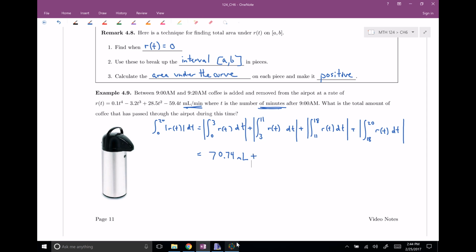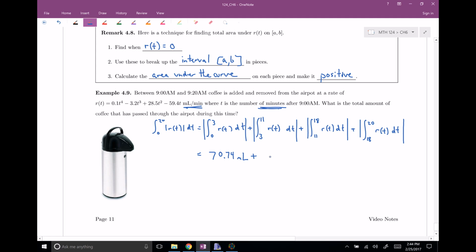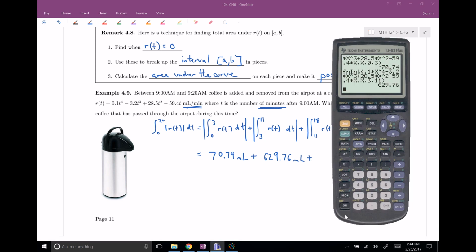And then there's this nifty trick that you can do with your calculators. There's this entry button. So if I do second and enter, it brings up the previous entry. And this means that I don't have to type in the function every single time, right? I can just change my interval from 3 to 11. Close parentheses, hit enter. So at this point, 629.76 milliliters were added.